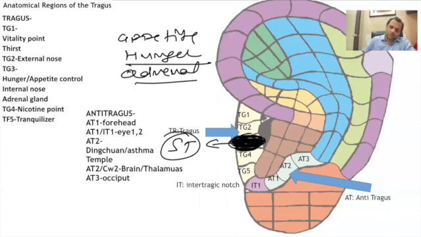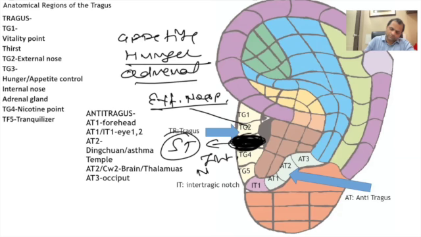And another thing regarding the nose: tragus 2 is the external nose and tragus 3 is the internal nose. So everything is written here.